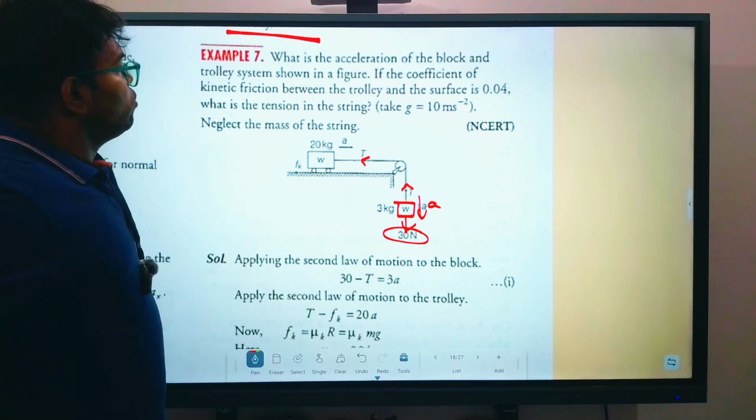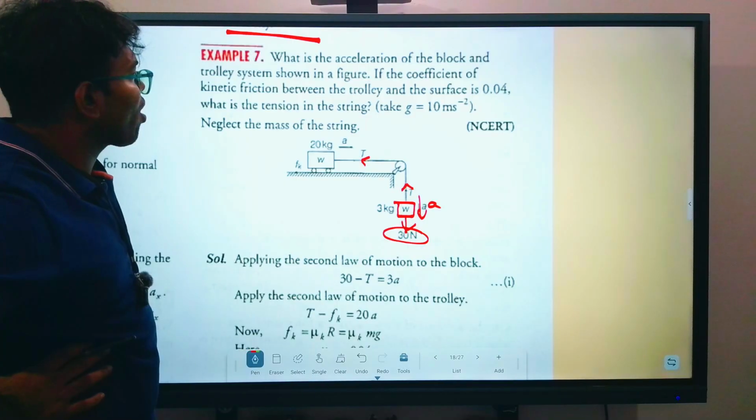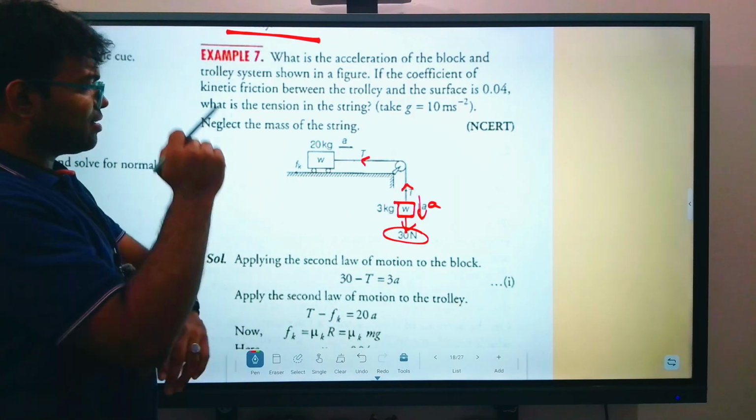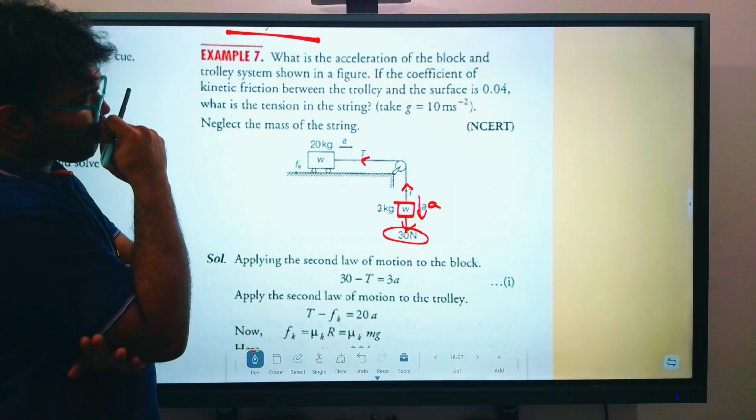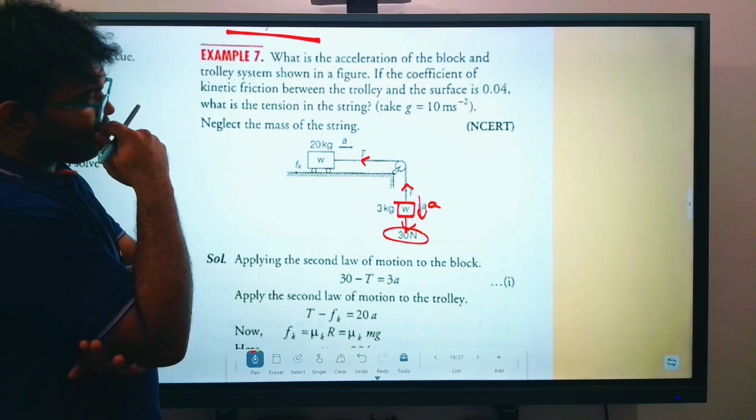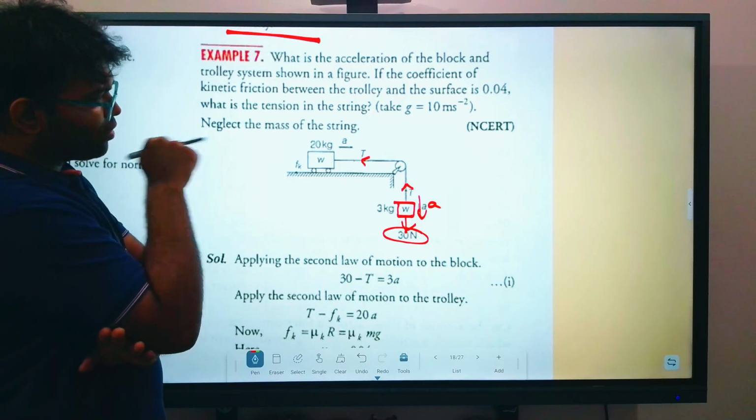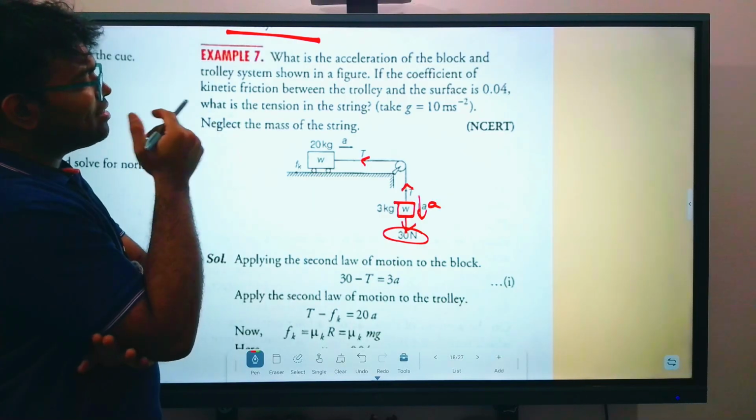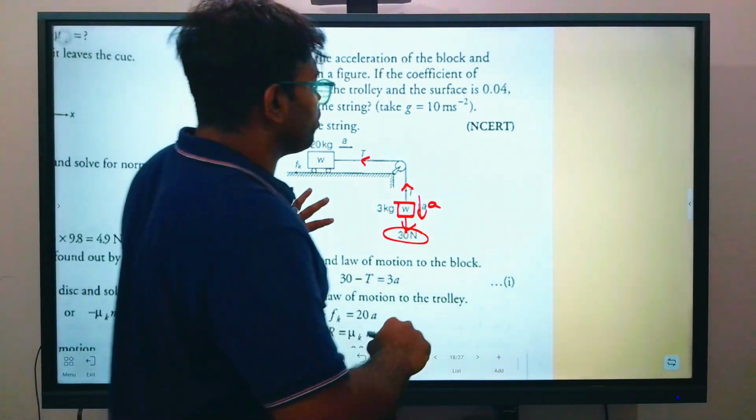So 30 newtons is being applied like this. Acceleration is moving downwards. Friction should act like this. So can I simply say that T minus mg is equal to ma?